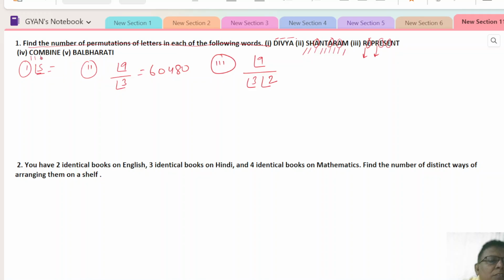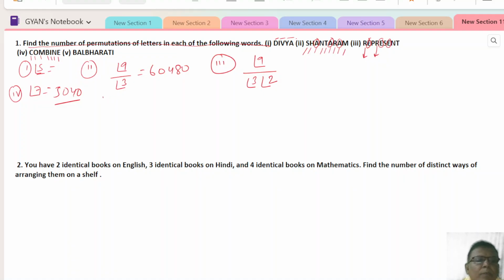1, 2, 3, 4, 5, 6, 7. And anything repeating? Anything not. So that will be factorial 7. Factorial 7 is equal to 5040.